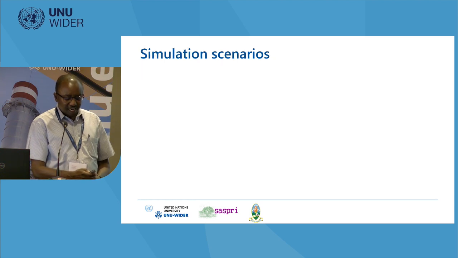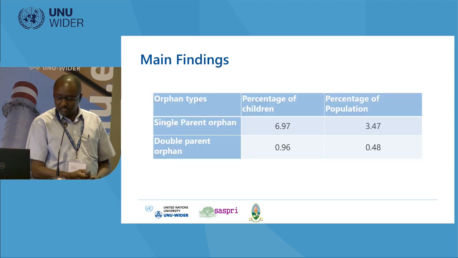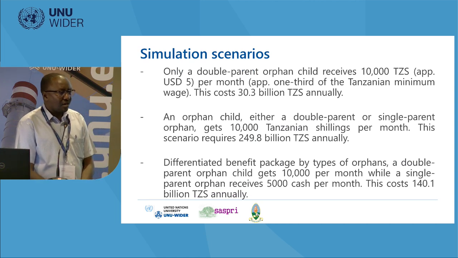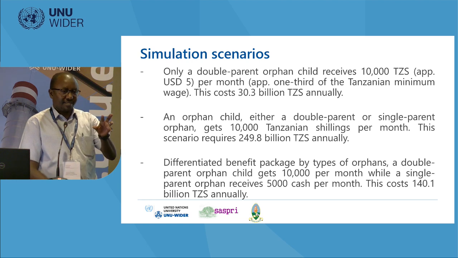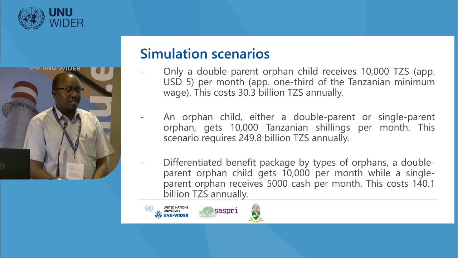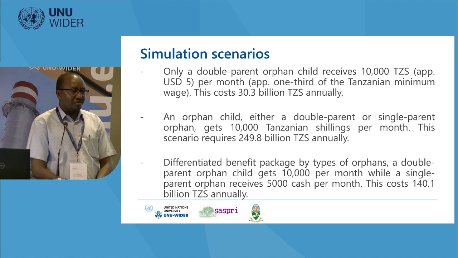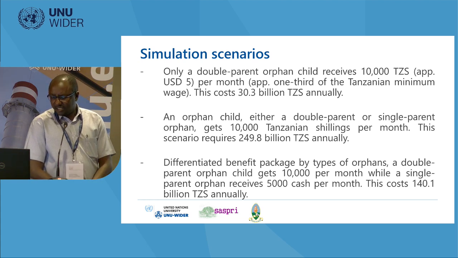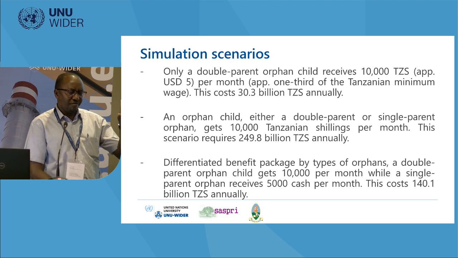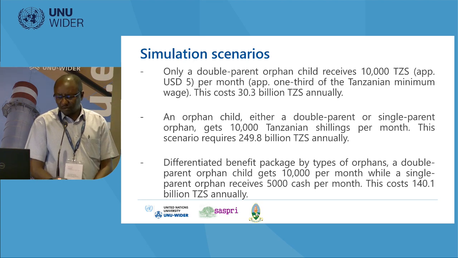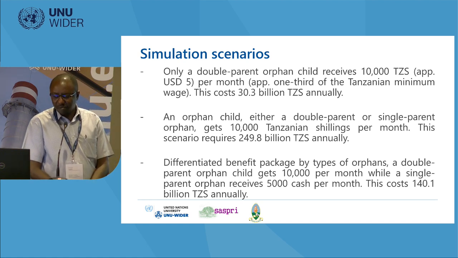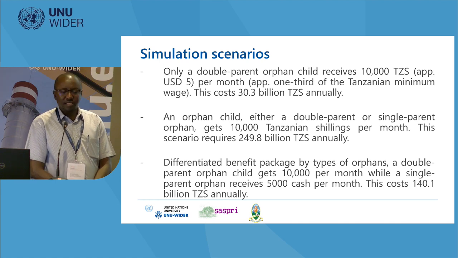And we have got three scenarios here, which we are trying to simulate. Scenario number one, we only focus on the double parent orphans, who make up only 1%. We are paying them a package of 10,000, which is equivalent to probably $5, and this is one third of the Tanzanian minimum wage. With this scenario, which is only for very few kids, the 1%, it turns out it will cost the Tanzanian government, whether it's taxpayers' money or a donor funding program, to the tune of 30.3 billion Tanzanian shillings.